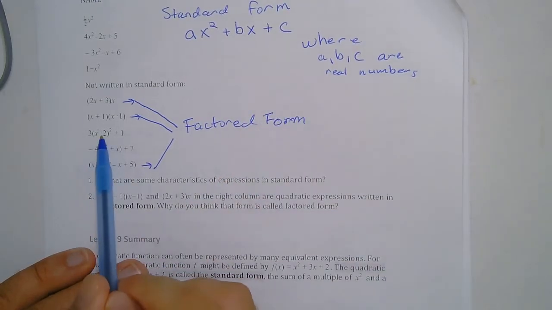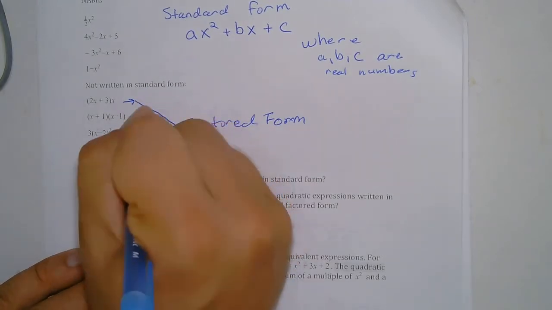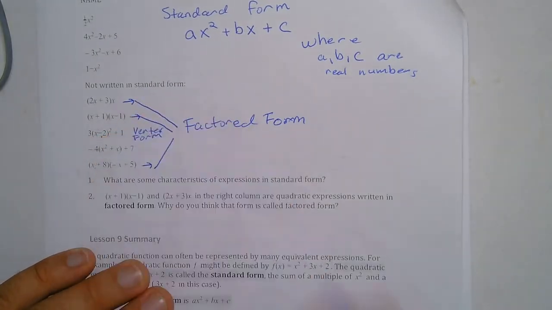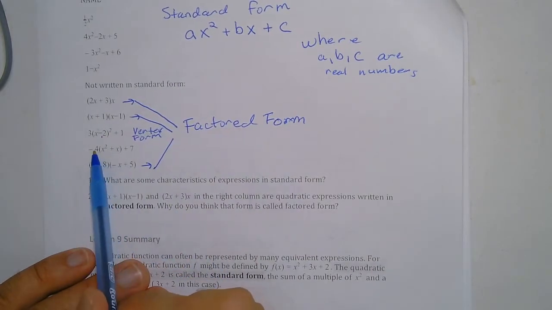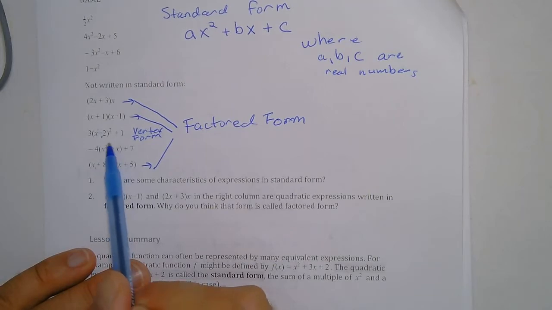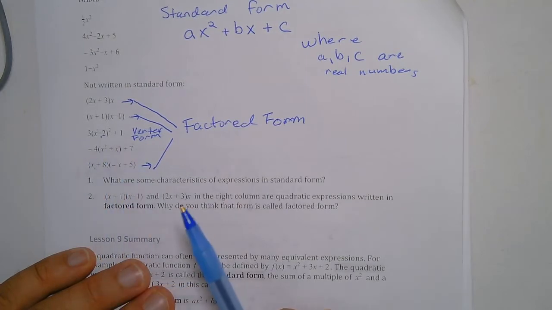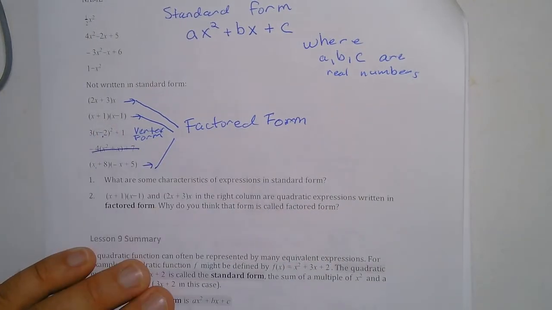This is an example of vertex form, which we'll learn about later. It's not the focus of this lesson. And this just has negative 4 times the coefficients of the x squared and the coefficient of x. So you could distribute this and put it in standard form. So we're just going to cross that out.